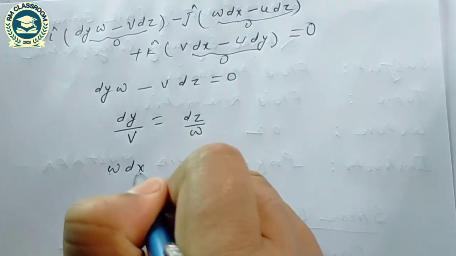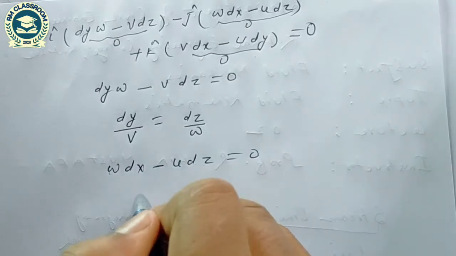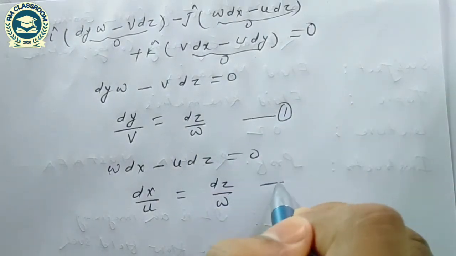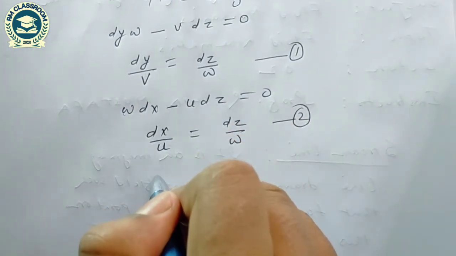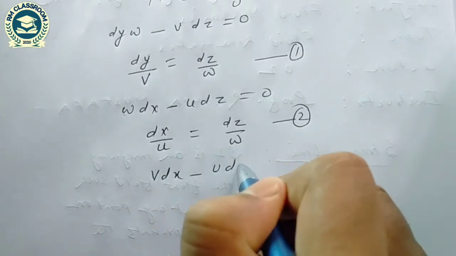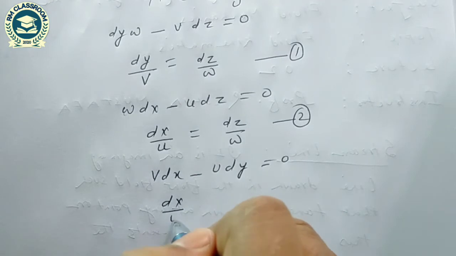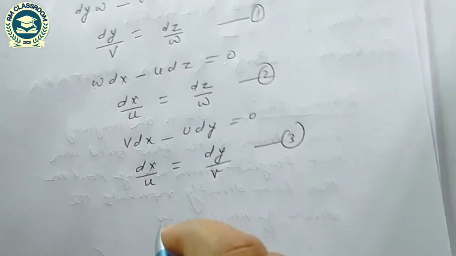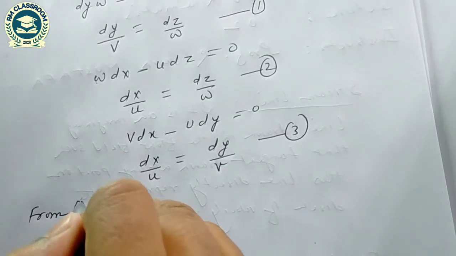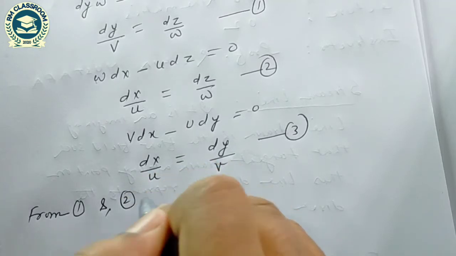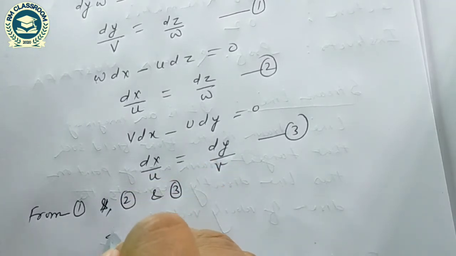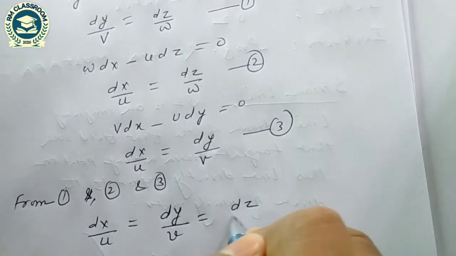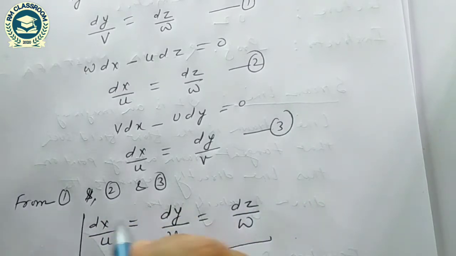So w dx minus u dz is equal to 0, so dx by u is equal to dz by w. And similarly v dx minus u dy is equal to 0, so dx by u is equal to dy by v. So from these three relations, we can write dx by u is equal to dy by v is equal to dz by w. So this is the equation of streamline.